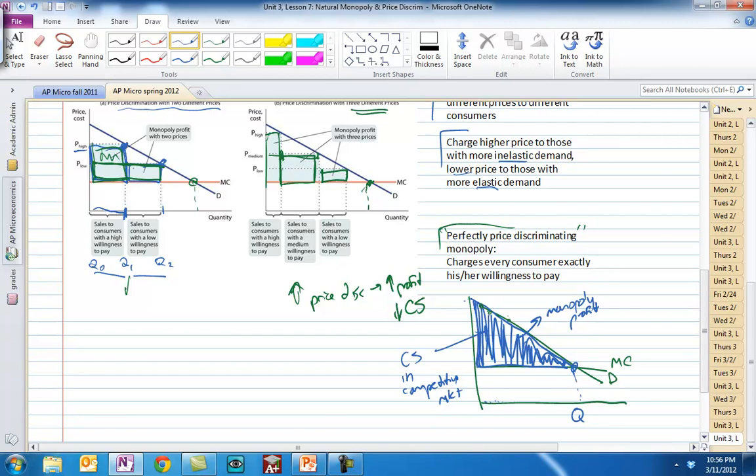A perfectly price discriminating monopoly is where the entire thing is monopoly profit. And one more thing to mention is, in this situation, the demand is the same as the marginal revenue curve. The additional revenue that the monopoly gets for selling an additional unit is exactly equal to the price that they get, because they're able to charge that price to the consumer without dropping any of the other prices before it. So you might see that come up.